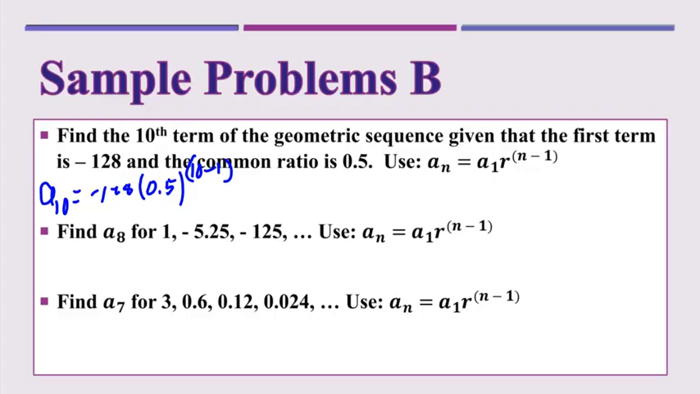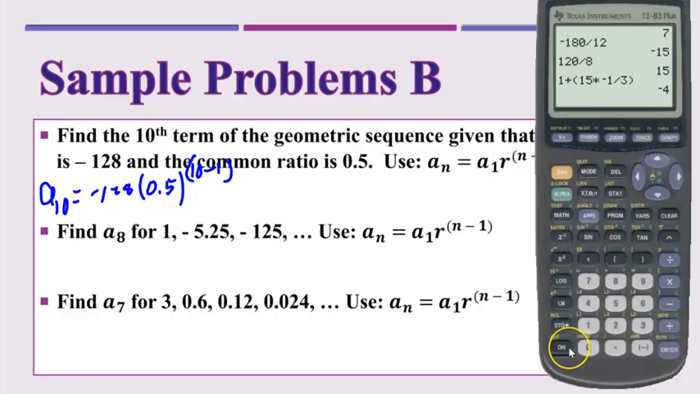So we're going to use our calculator for this. So I have a -128, and we're going to multiply that by 0.5 raised to the 9th power. And that's going to give us a -0.25.